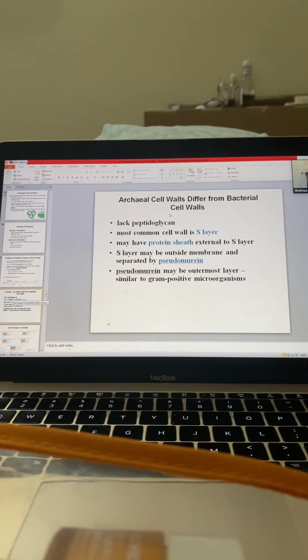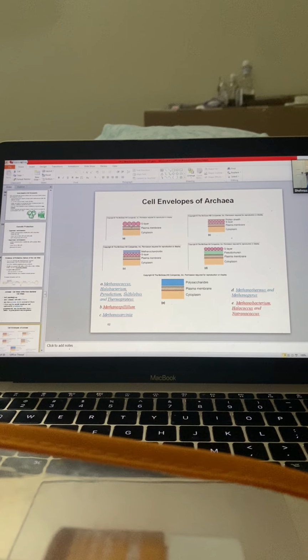If you look at some of the cell envelopes of archaea, in this first type, represented by Methanococcus, Halobacterium, or others, there is the plasma membrane covering your cytoplasm, and outside of it is nothing but the S layer. So the S layer becomes the cell wall component in a lot of these archaea. Then another representation is where outside of the S layer there is a protein sheath also. That is represented by Methanospirillum. The cell wall is like that.